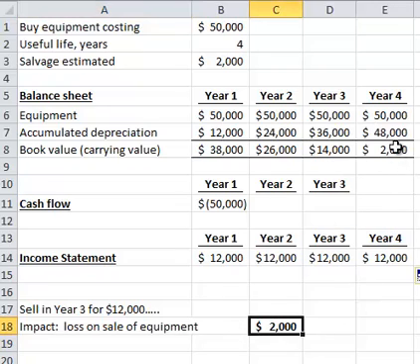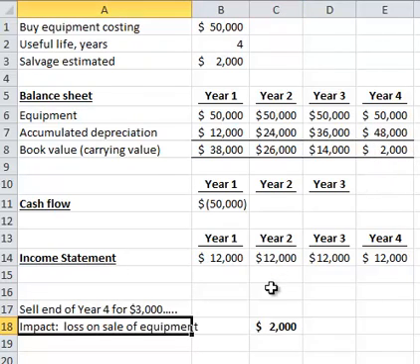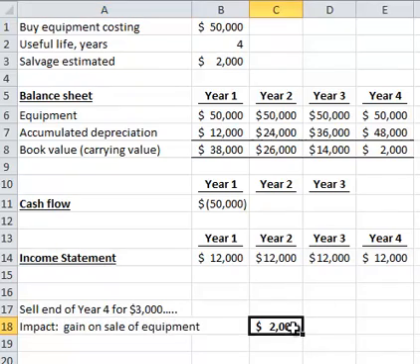What if you sold it at the end of year four and you got $3,000 for it? Did you guess a $1,000 gain? You were right. What if you just throw it out? What if you don't get anything for it at the end of year four? What if it's junk and nobody wants it? Then you just have a $2,000 loss because you got zero and you gave up carrying value or book value of $2,000. So that's the general theory for depreciation expense and accumulated depreciation.